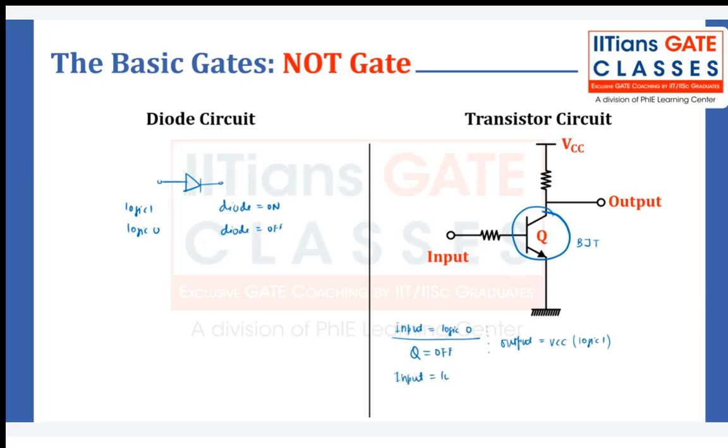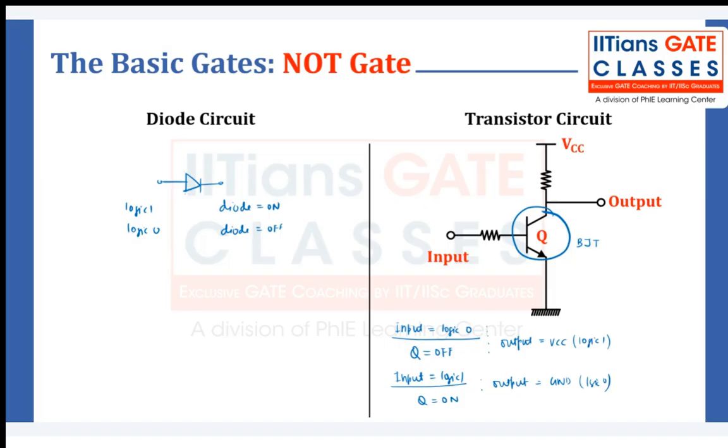Then we can change it. If the input is logic 1, Q is on, and the output will be your ground, right? Output will be ground. VSS or ground short, right?